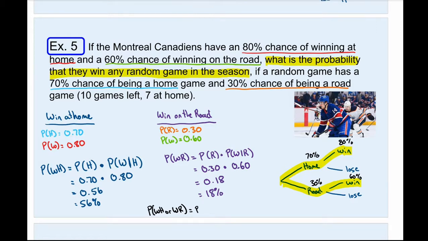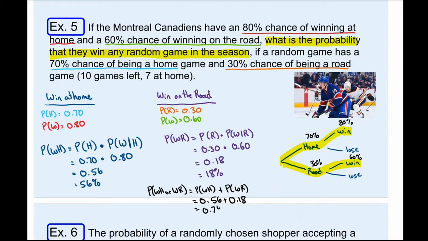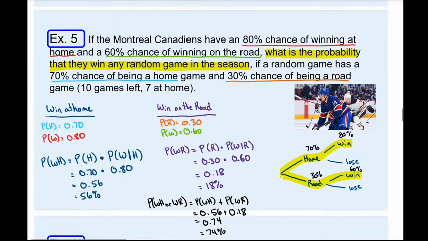So I'm just going to do the probability of winning at home plus the probability of winning on the road, 0.56 plus 0.18, and combined I get 0.74, or 74%. So there's a 74% chance that they win any random game in the season.